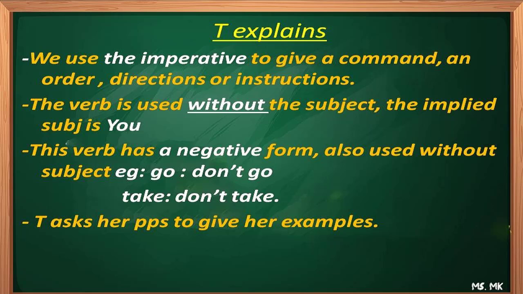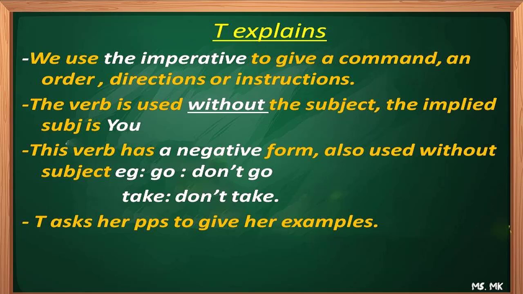The verb is used without the subject. The implied subject is you. This verb has a negative form, also used without the subject. Go, not go. Take, not take. Teach, not teach. Explain, not explain. You're going to give them examples like drills.